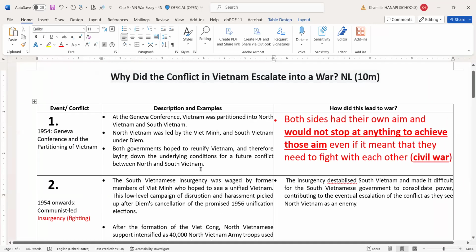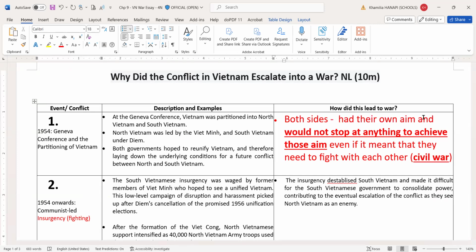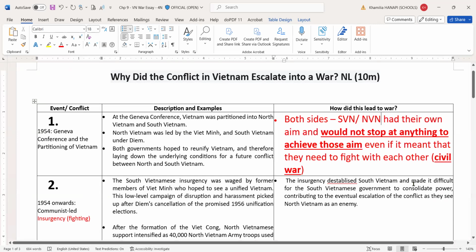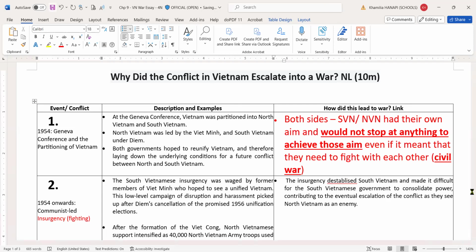So for example, in the Geneva Conference where there was a partition of Vietnam, how did that lead to a war? It led to a war because both sides, South Vietnam as well as North Vietnam, had their own aim and they would not stop at anything, even if it means to go to war. So this is your factor, this is your description and example, and this is what we call the link. I want you to copy the red color one here. So you can pause the video and copy this into your deck of notes.